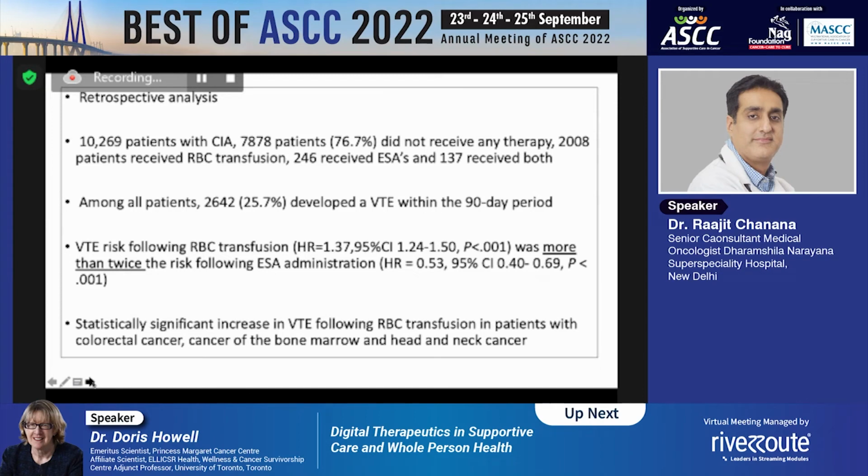So 25.7% developed a VTE within the 90-day period, and VTE risk following RBC transfusion was more than twice the risk following ESA administration. There is a statistically significant increase in VTE following RBC transfusion in patients with colorectal cancer, cancer of the bone marrow, and head and neck cancer. So blood transfusion has its own benefits and demerits. That is, it increases the risk of VTE, which is more as compared to ESAs.